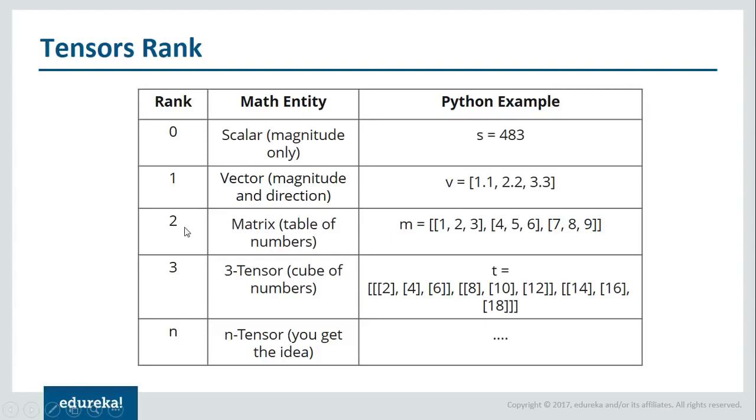Now again, when I increase the rank, I add one more dimension. Therefore, we have rows as well as columns. So it becomes a matrix. And a matrix is nothing but a tensor of rank 2. Similarly, you can keep on increasing the dimension or the rank, and that's how tensors work, guys.